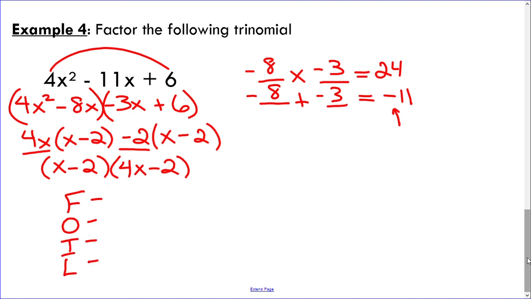X times 4x gives me 4x squared. My outside terms are minus 2x. My inside terms are minus 8x, and so I do have something here that's not quite making sense, and I see it now what it is. So I wrote a minus 2 here when I took this out, when really this one should have been a 3.